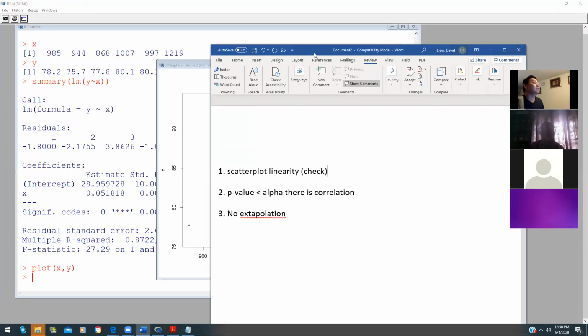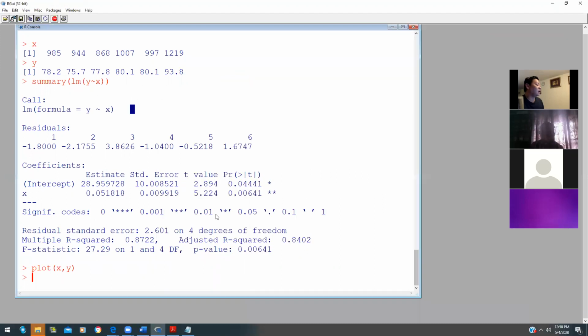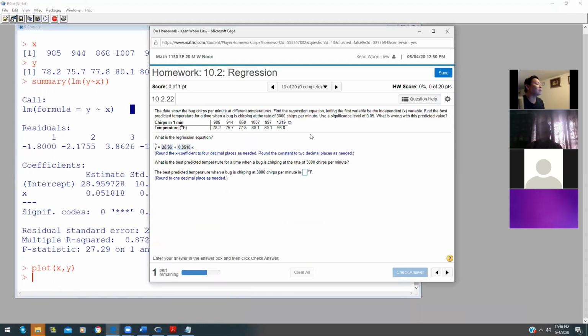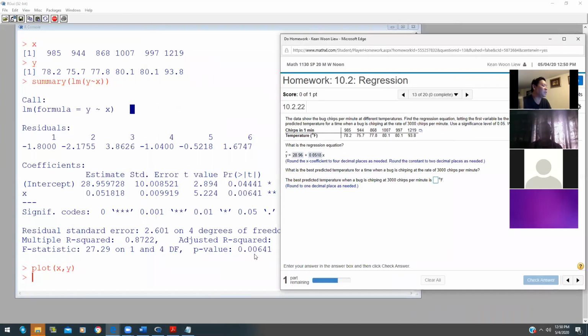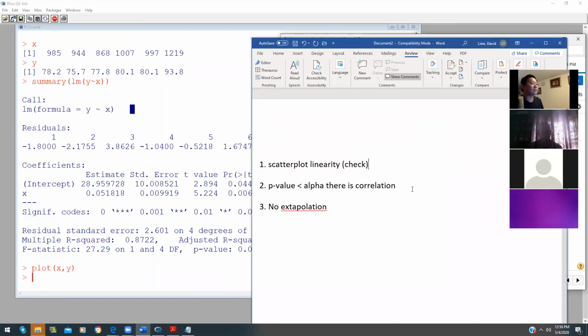Okay. Next, look at your p-value. Your p-value is 0.006. And what is the alpha given to us? Oh, the alpha isn't provided. If alpha is not provided to us, you use 5%, 0.05. Is 0.006 less or more than 0.05? It is less. Okay, yeah, you guys are good. Less means this is also check.